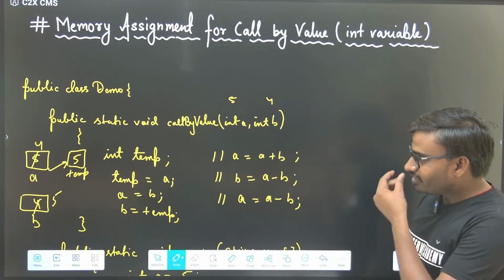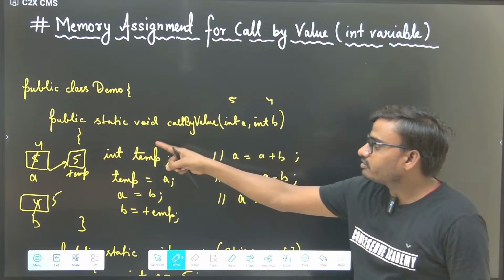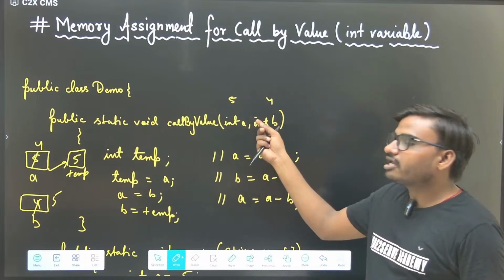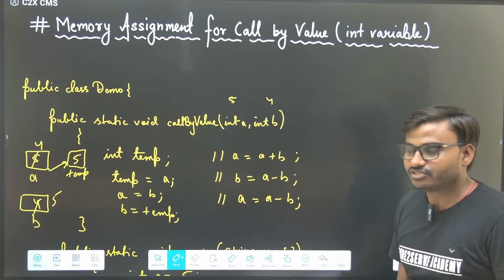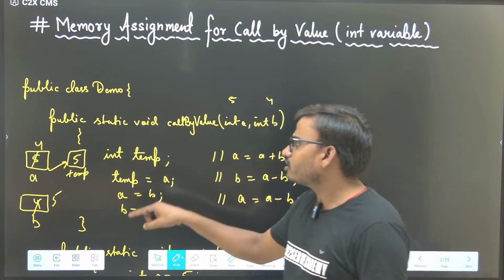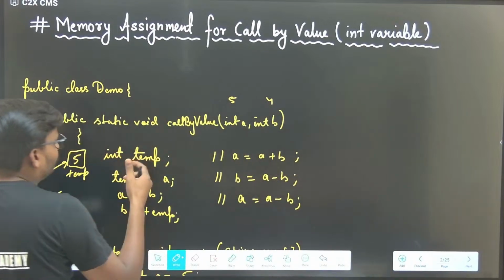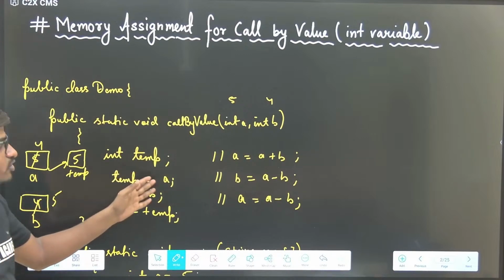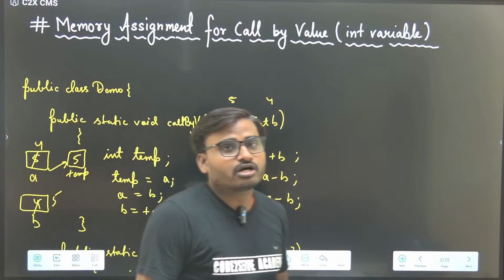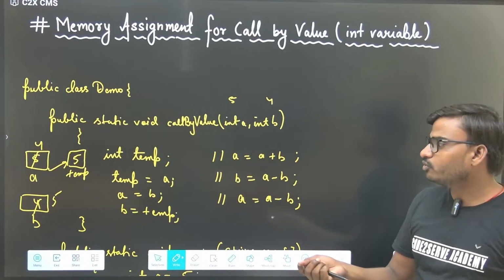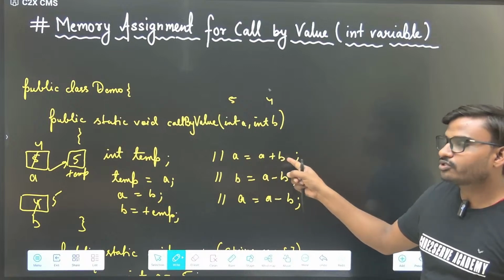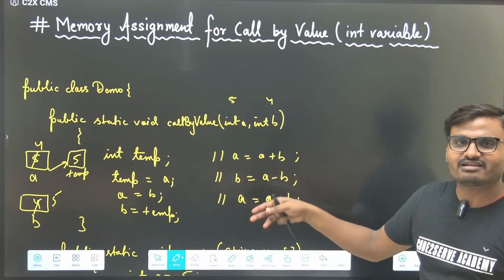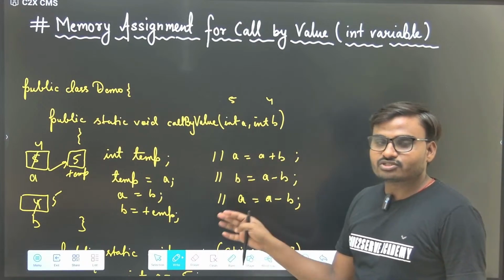When this function is called, this piece of code will be executed, and the values that a and b were holding will get interchanged. So this is the logic to swap two variables. Suppose a question comes in your exam to write a program to swap two variables. This is the logic. If you are told to do it without using a third variable, you can do a equals a plus b, then b equals a minus b, then a equals a minus b. This is the logic part.